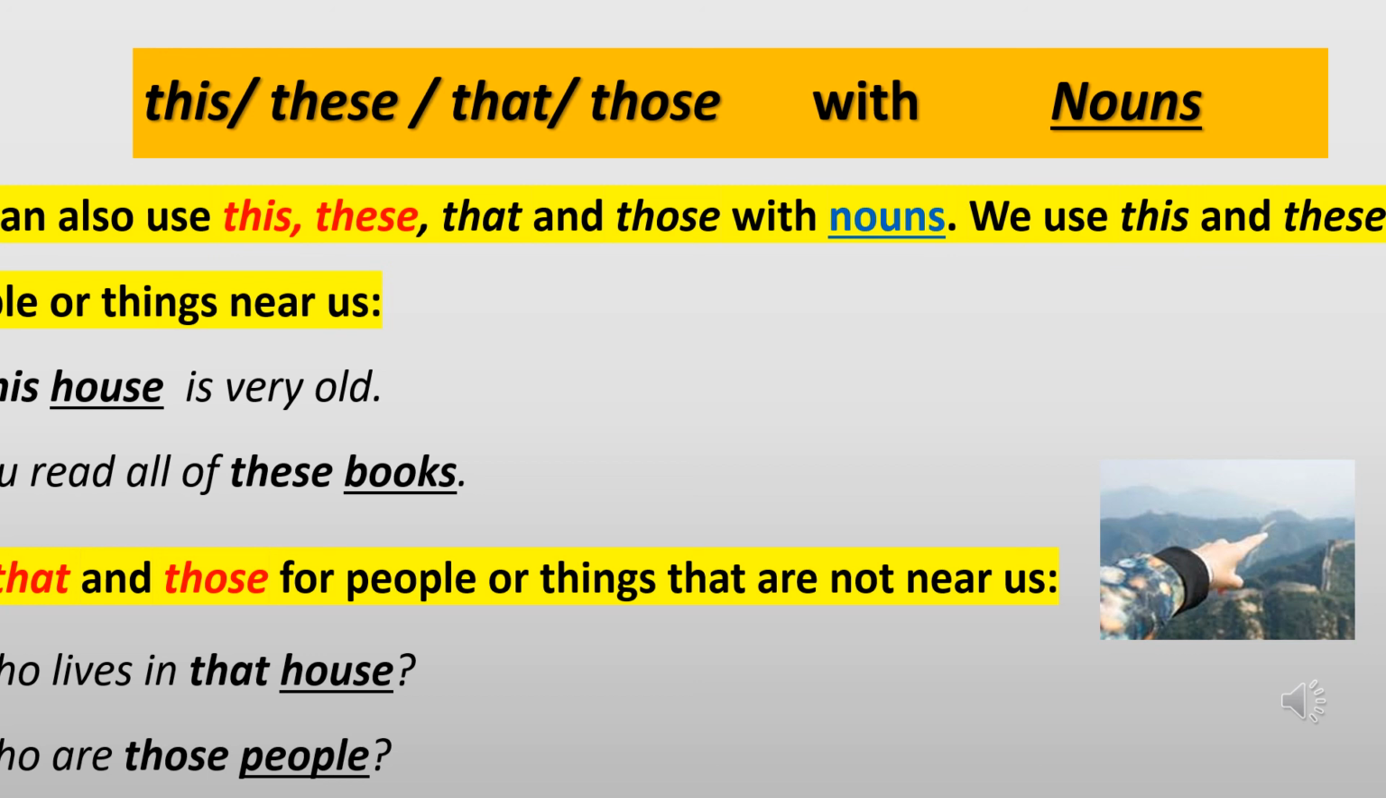And that and those for people or things that are not near us. ونستعمل that وthose للأشخاص أو الأشياء التي هي بعيدة عنا. Example, who lives in that house? That house is not near us. Number four, who are those people? Those people over there, they are not near us. نفس الشيء, that house or those people. نحن نتحدث عن أشياء ليست قريبة منا. We are talking about things that are not near us.